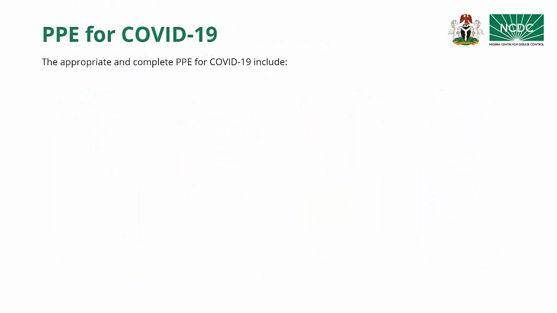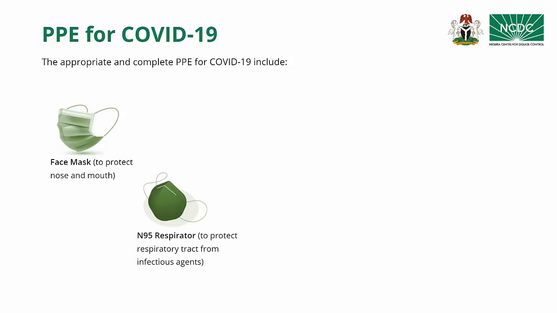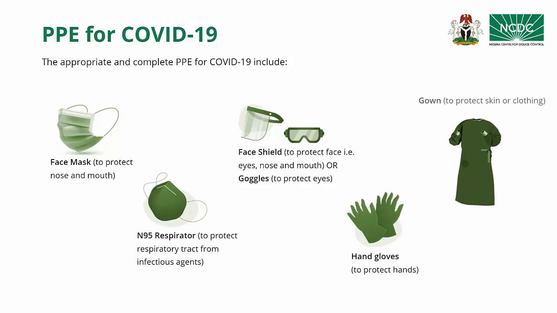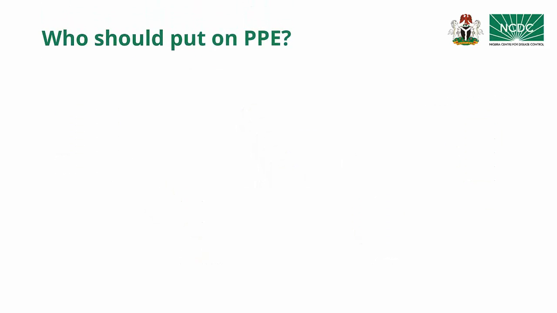Now, let us see what the appropriate and complete PPE for COVID-19 are. They include a face mask, which is used to protect the nose and mouth, or the N95 respirator, which is used to protect the respiratory tract from infectious agents, the face shield, which is used to protect the face, or goggles to protect the eyes, hand gloves, which are used to protect hands, and gown, used to protect skin or clothing. Who should put on PPE?